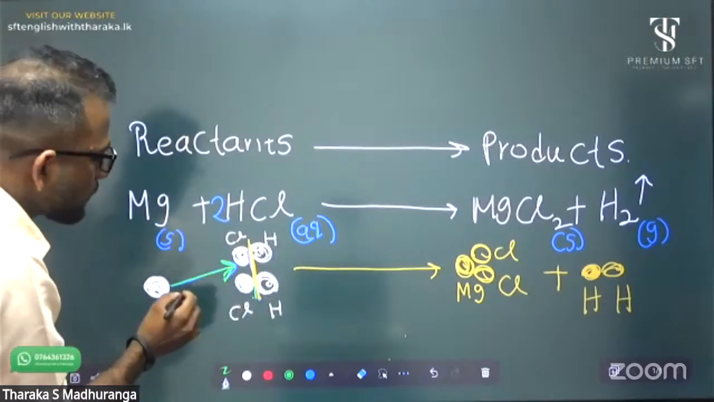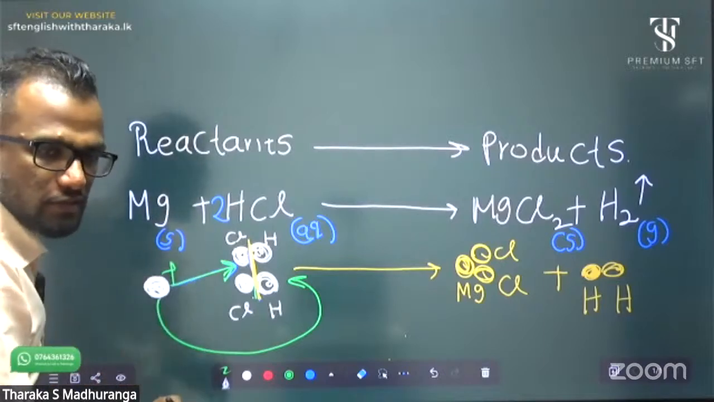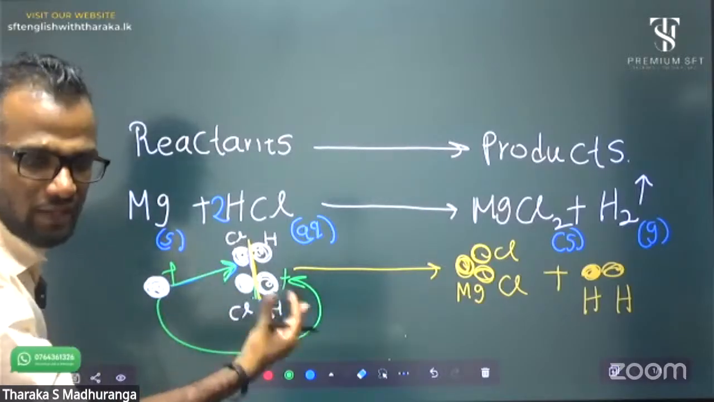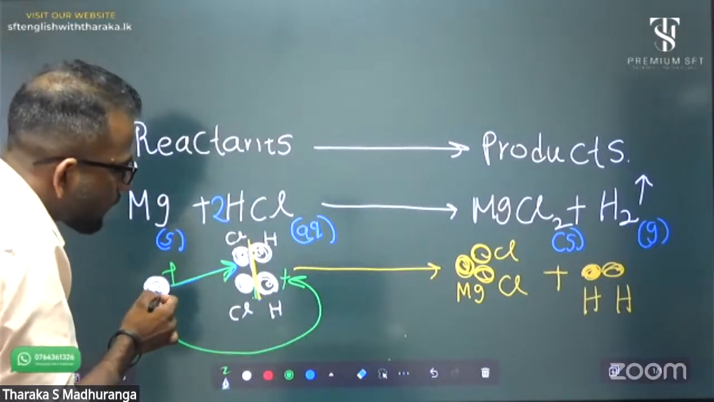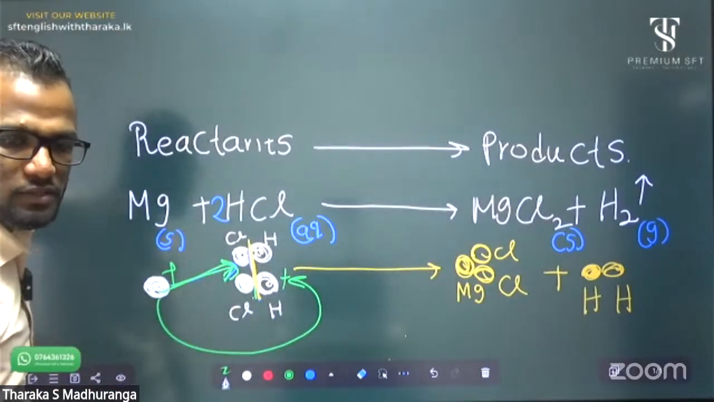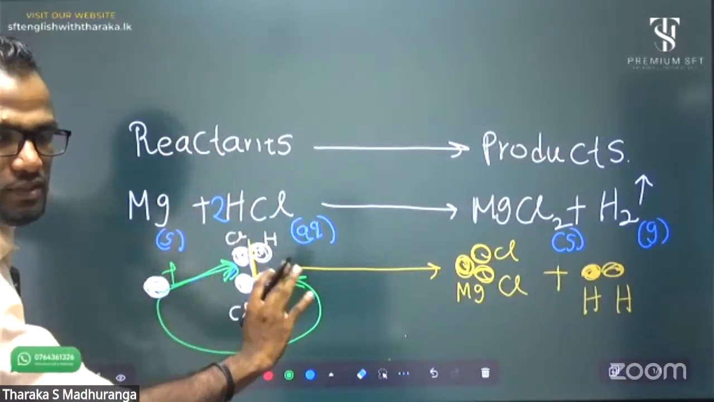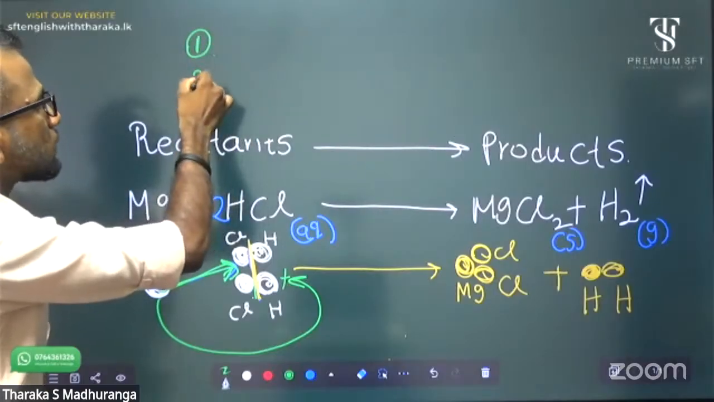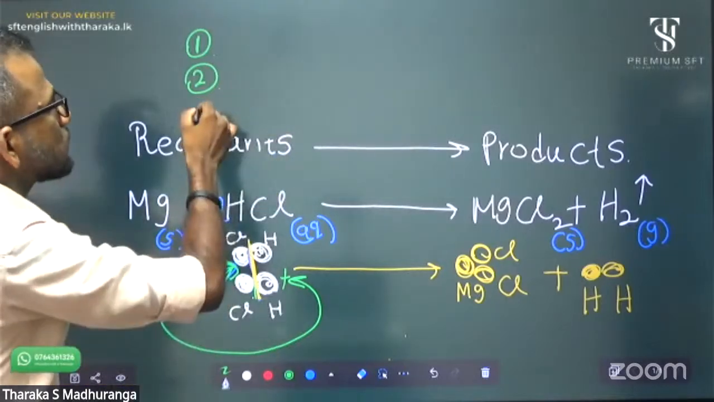As I said earlier, if this magnesium collides with the hydrogen side, magnesium is also a plus ion, hydrogen is also a plus ion. Do they produce bonds? No, it's repulsion, not attraction, right? But only if it collides with the chlorine side with proper orientation do they convert to magnesium chloride, right? The proper orientation is a must, it's a main requirement. Okay, first we discussed the requirement collision, which you already know. The second requirement is proper orientation.